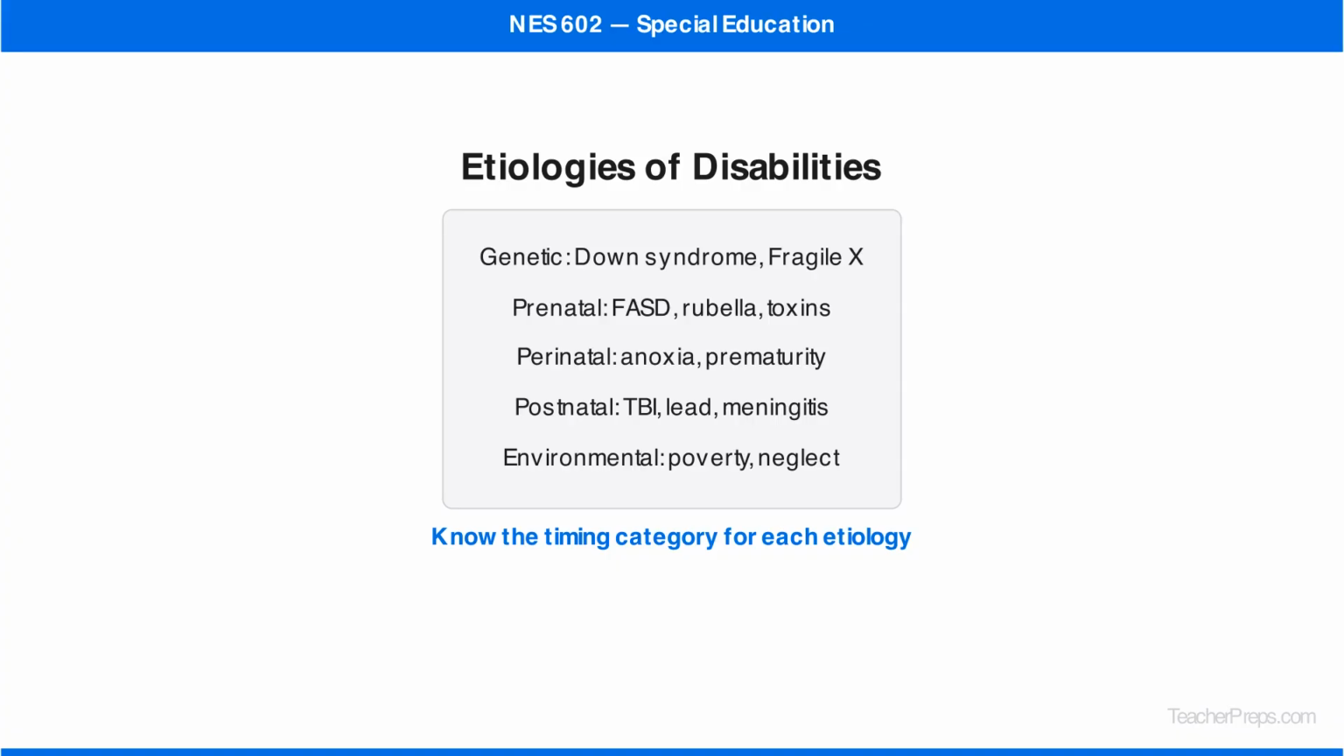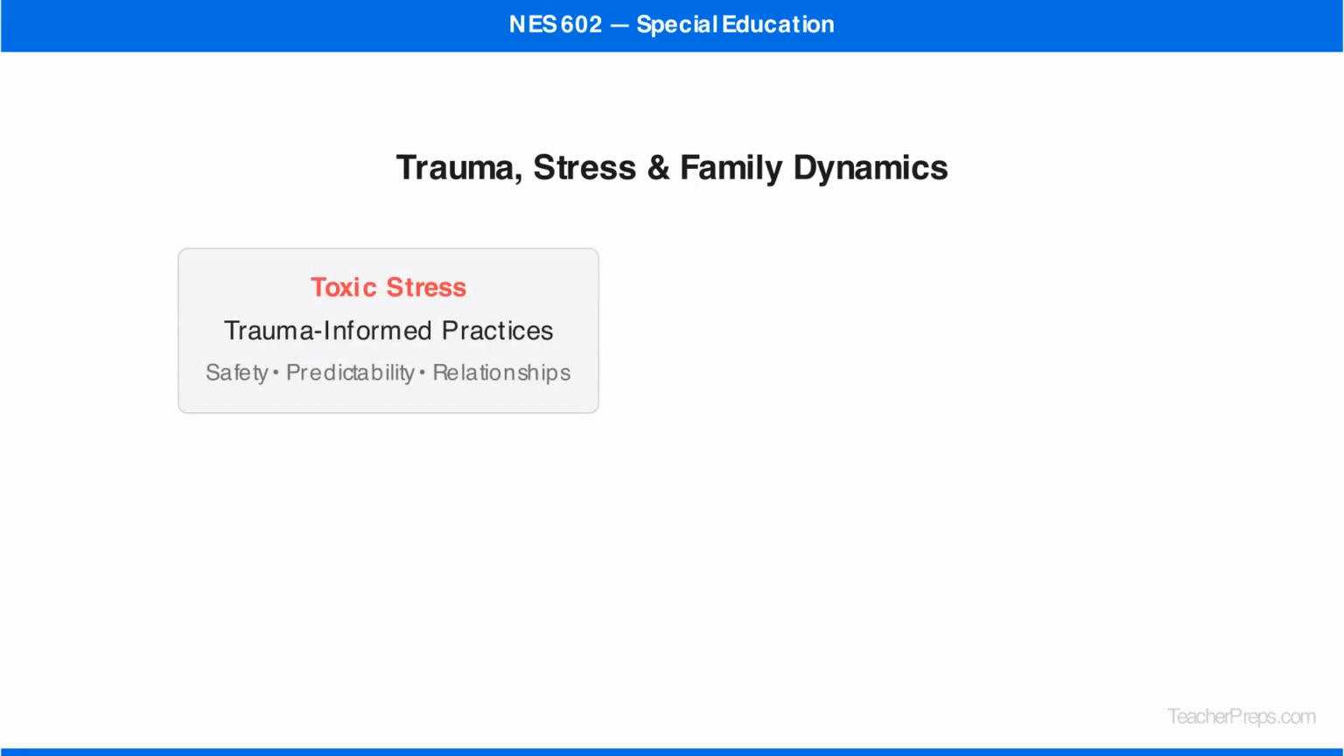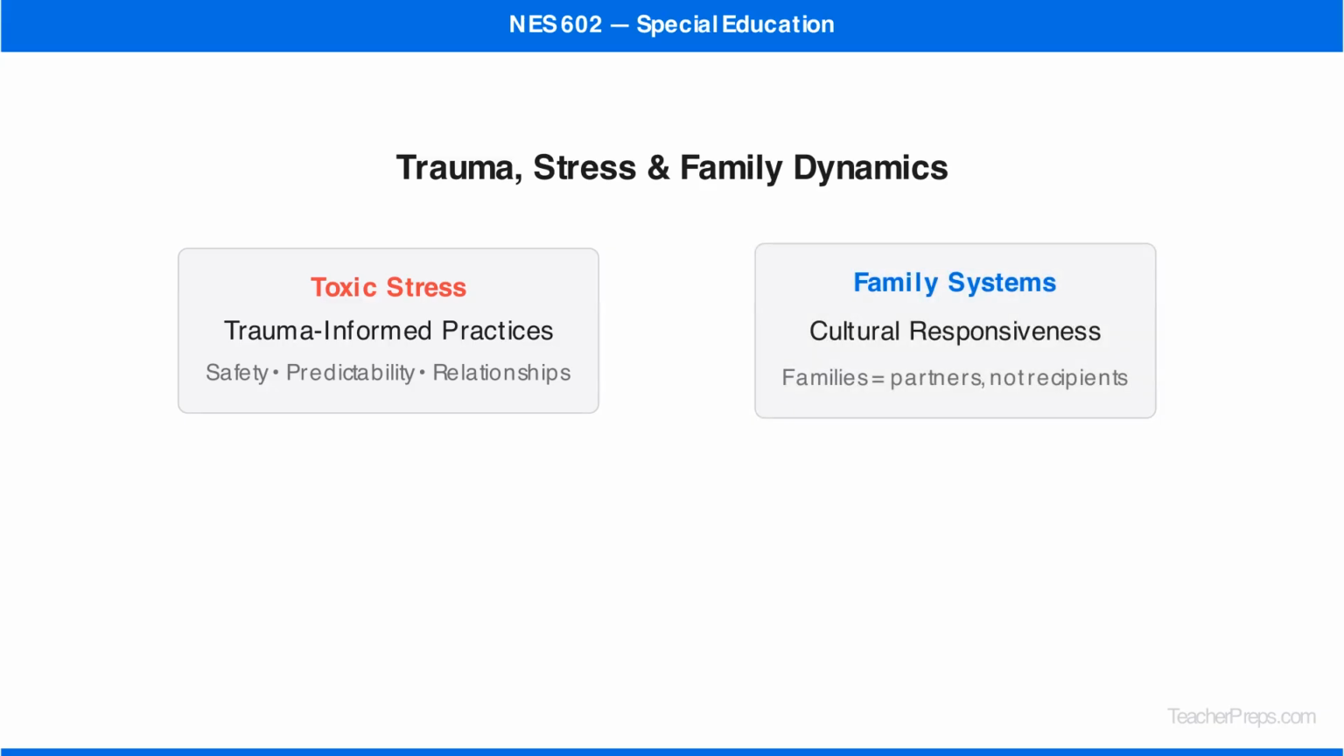Environmental factors like poverty, neglect, and limited access to healthcare also increase risk for developmental delays. On test day, you may be asked to identify the timing category for a specific etiology. 2 more important topics. First, stress and trauma. Students with disabilities are at higher risk for adverse childhood experiences. Toxic stress is prolonged stress without adequate adult support, and it can alter brain architecture. Trauma-informed practices focus on safety, predictability, trustworthiness, and relationship building. Protective factors include stable relationships, caregiver resilience, social connections, and knowledge of child development.